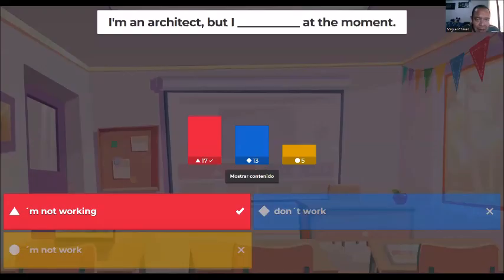I'm an architect, but I'm not working at the moment. Again, the time expression shows us what is the correct answer. Not working, contracted with the subject I. I'm not working at the moment.